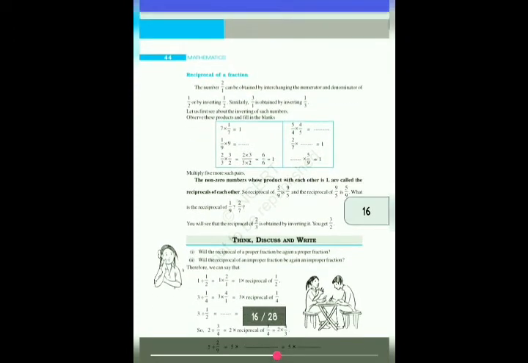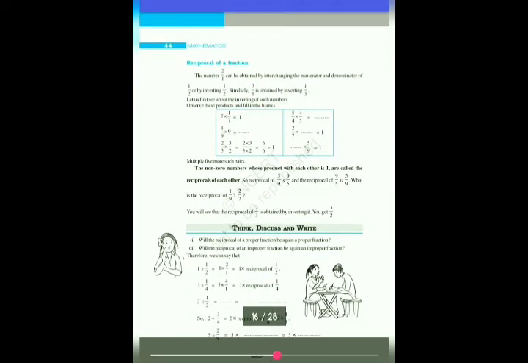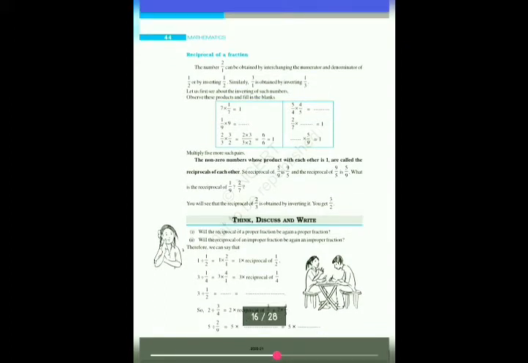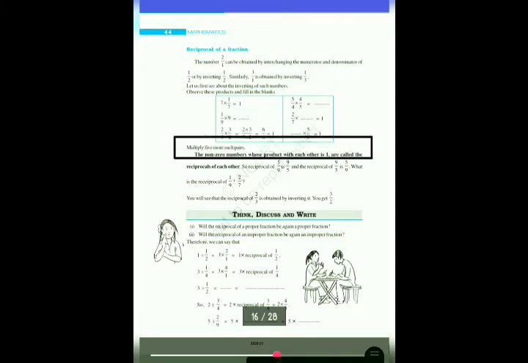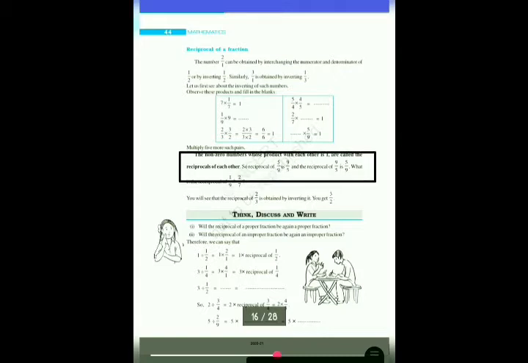So in general we can say that if an a by b fraction is converted into a b by a fraction, then it is the reciprocal of the fraction. Now we note that non-zero numbers whose product with each other is 1 are called the reciprocal of each other. Again I repeat, non-zero numbers whose product with each other is 1 are called the reciprocal of each other.